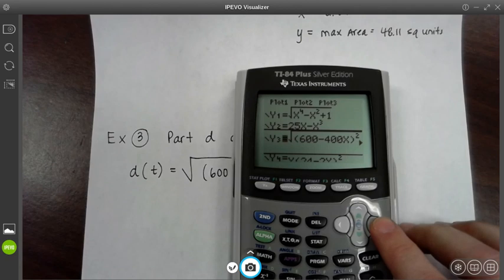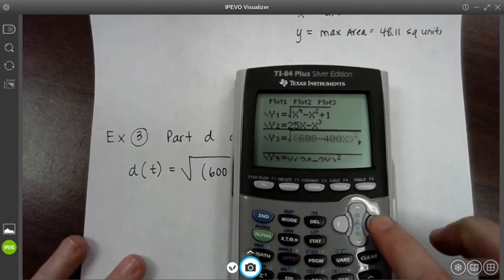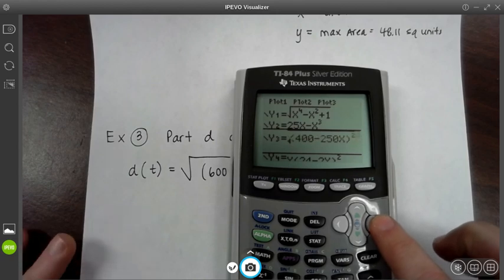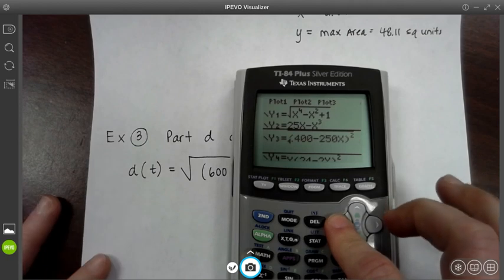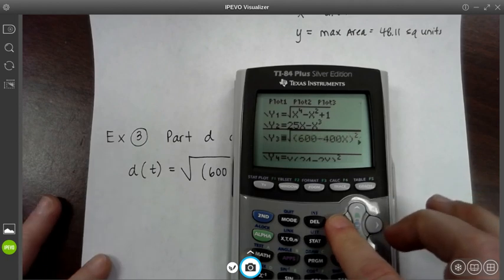You have to use x instead of t, the quantity squared, plus 400 minus 250x, quantity squared. Make sure you get out of that radical, hit enter, and now let me turn my equal sign on, and we can graph this one.